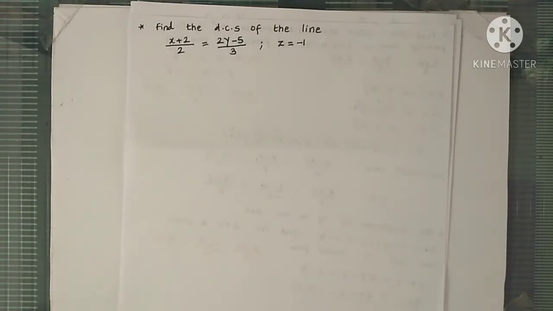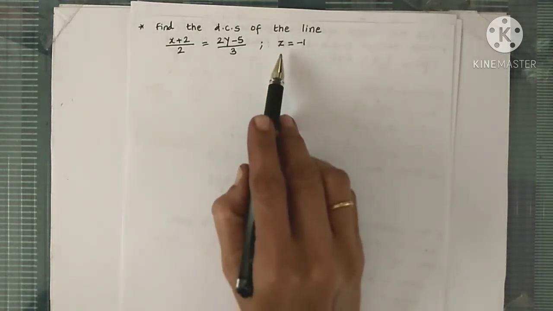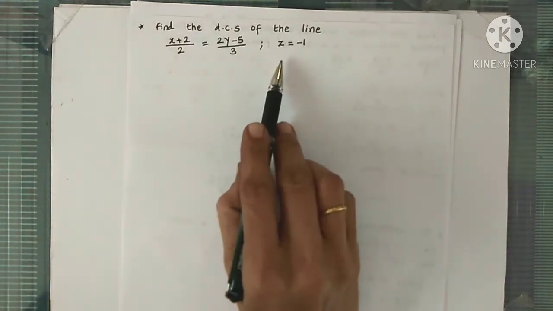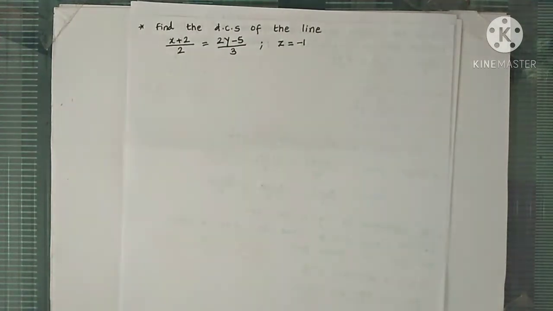Find the direction cosines of the line (x plus 2) upon 2 equal to (2y minus 5) upon 3 and z equal to minus 1. See, here the equation of the line is given in Cartesian form, but it is not in the form (x minus x1) upon a equal to (y minus y1) upon b equal to (z minus z1) upon c. Why is it like so? Because here c equals 0. So that's why the third part is z equal to minus 1.